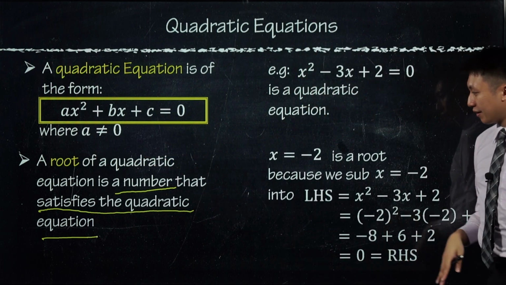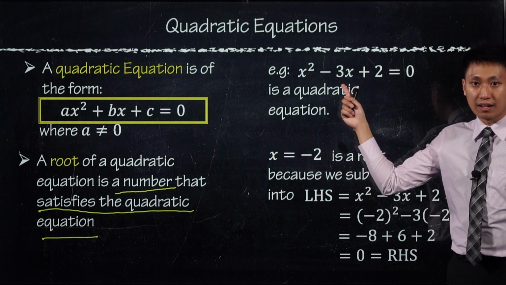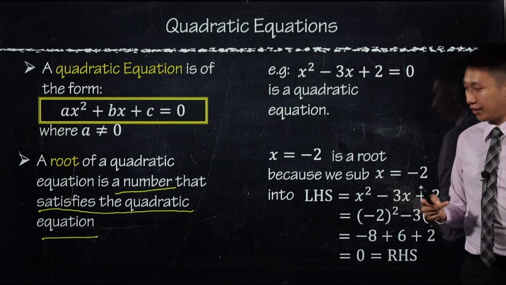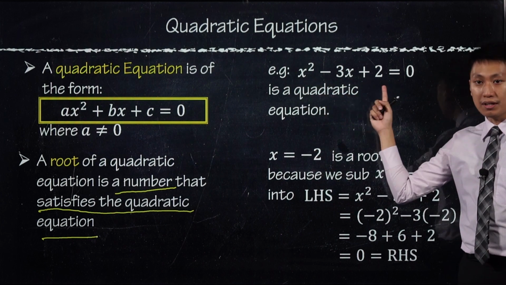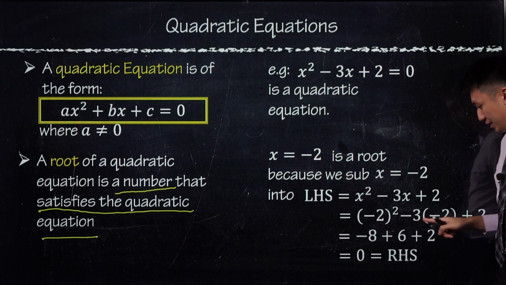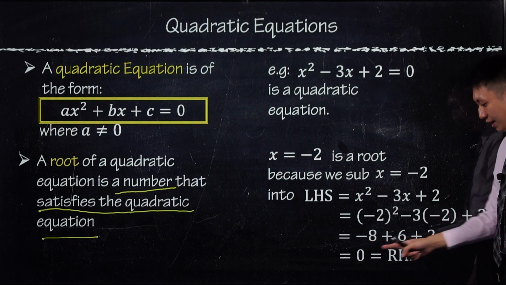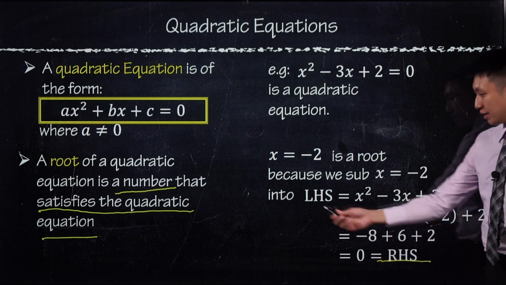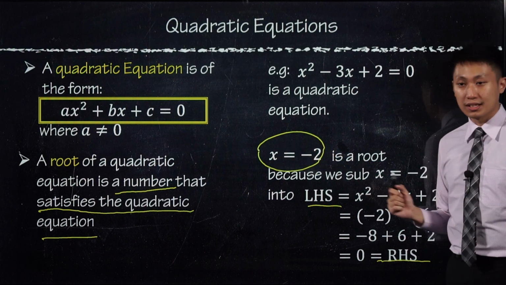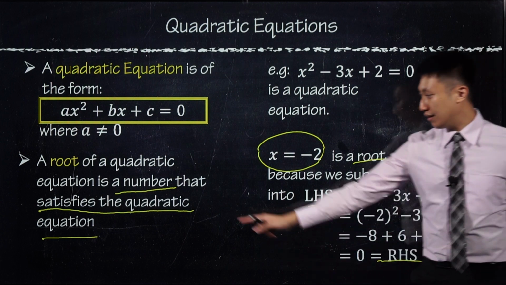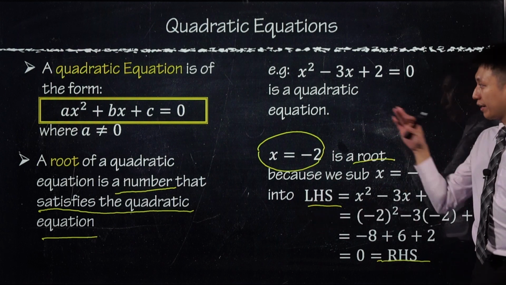Example here. I say that x equal to negative 2 is a root of this quadratic equation. Then I verify whether I'm correct or not. We substitute x equal to negative 2 into the left hand side. I get negative 2 squared minus 3 times negative 2, plus 2. After calculating, I get 0, which is equal to the right hand side. So the left hand side equals the right hand side, meaning this is a root because it satisfies the quadratic equation. Then we are done.